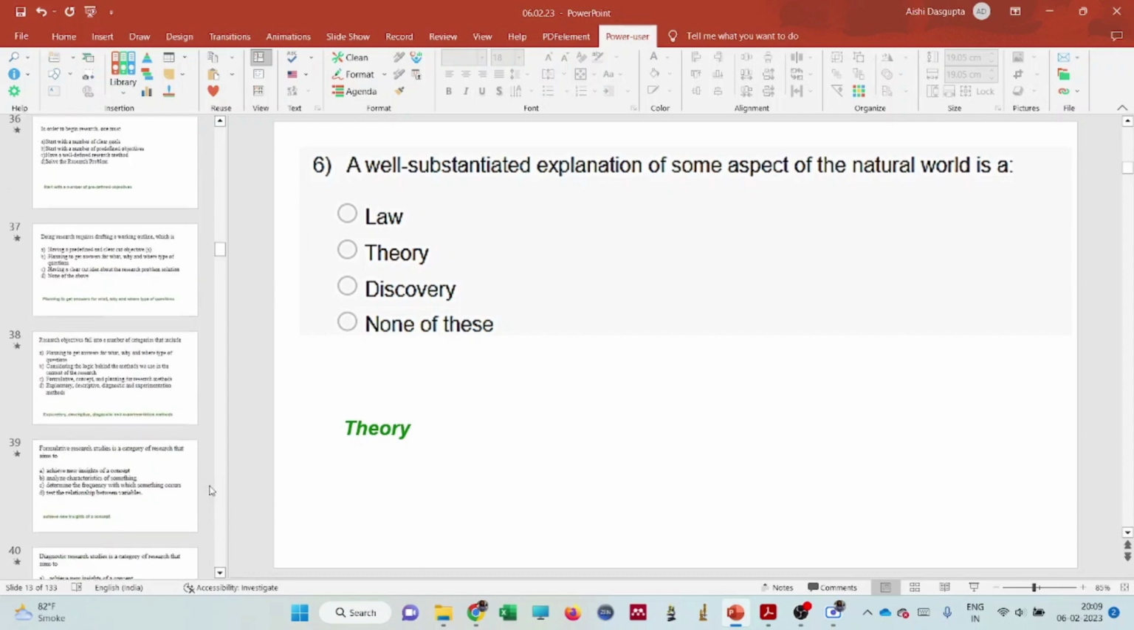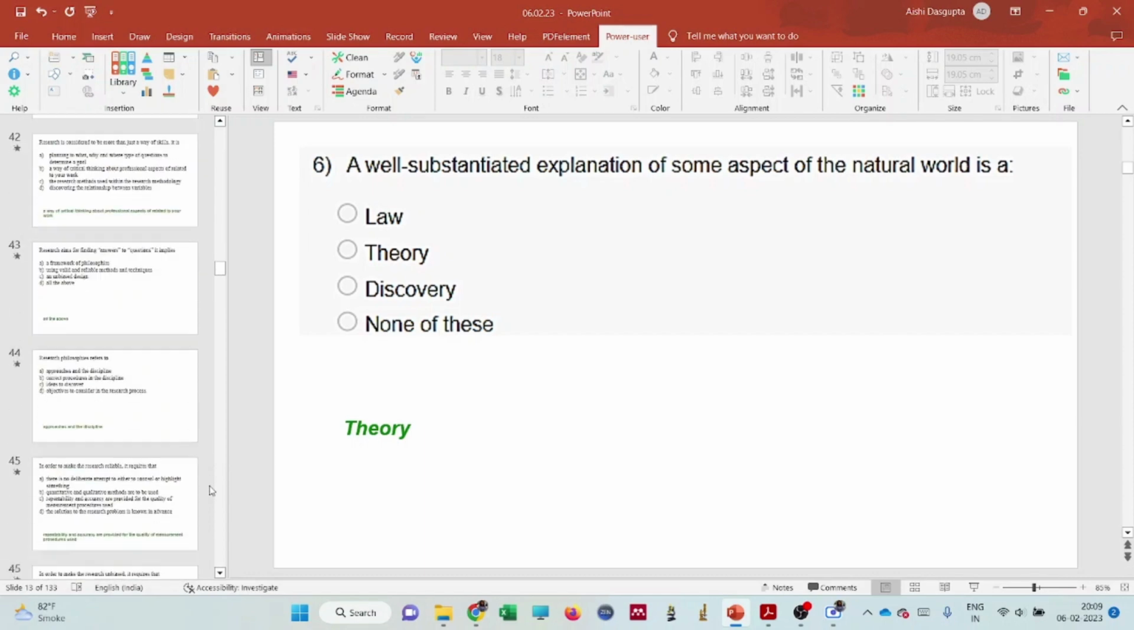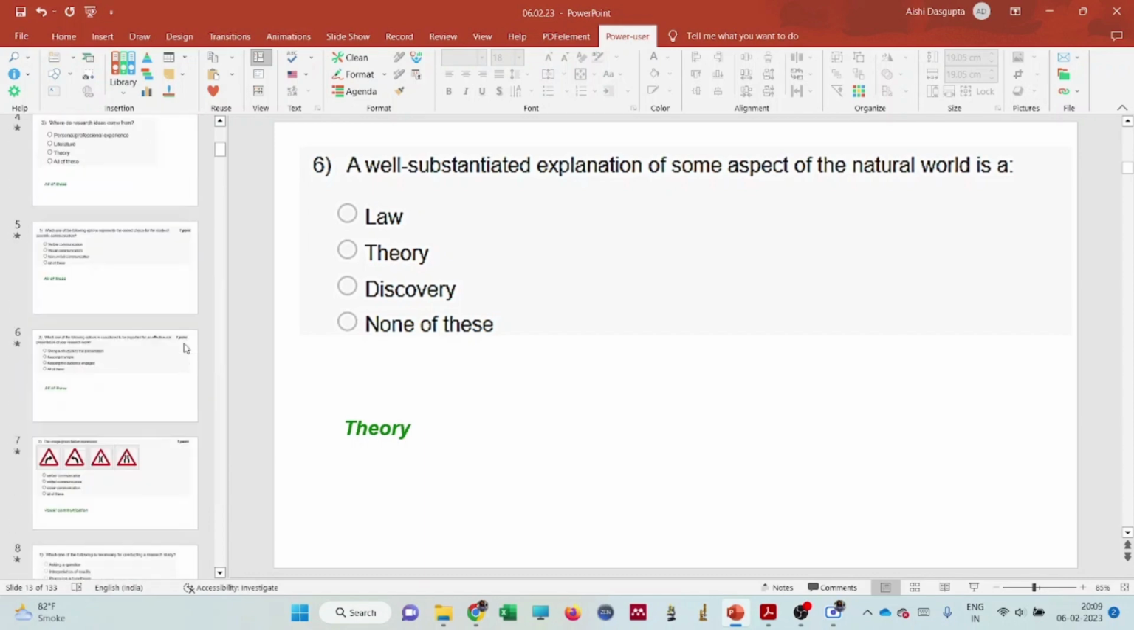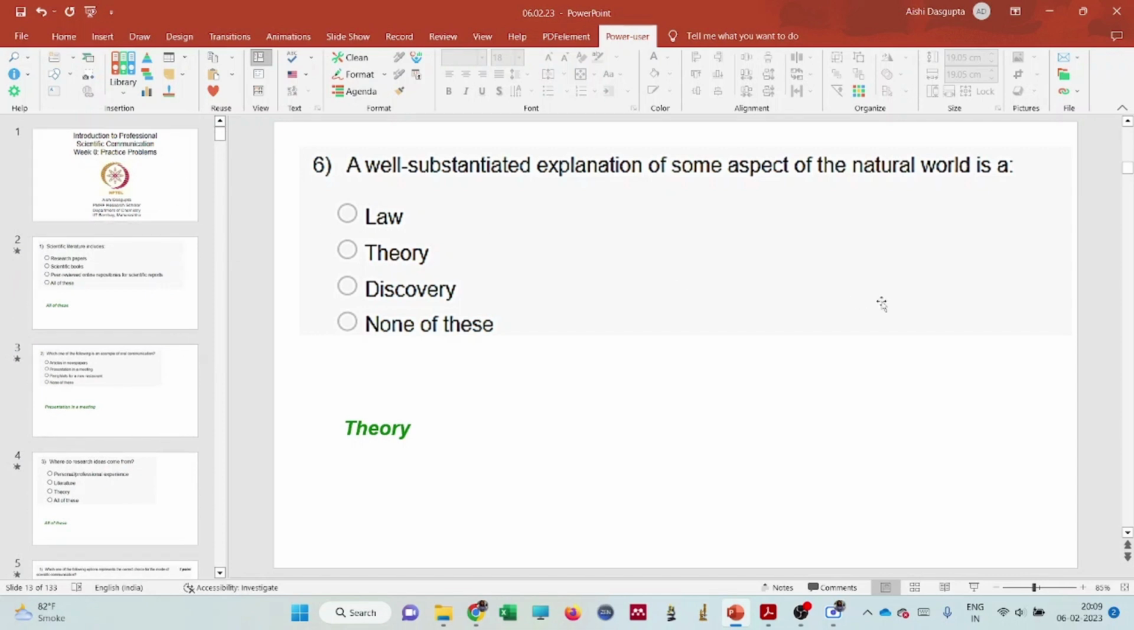Ashi, I just wanted to ask about these assignments, any idea on how the scoring works? Do we get to know at that time, or do we get to know the scoring later?